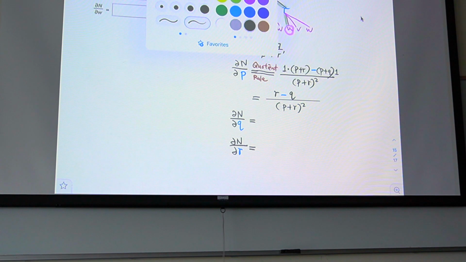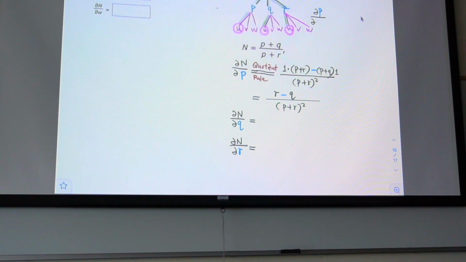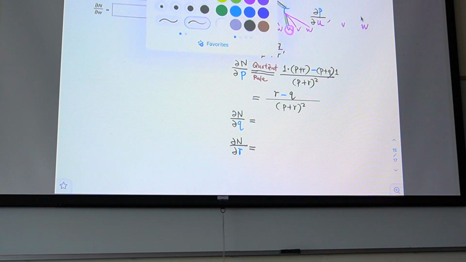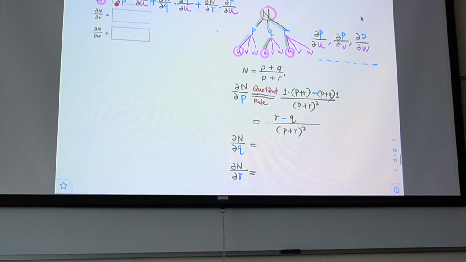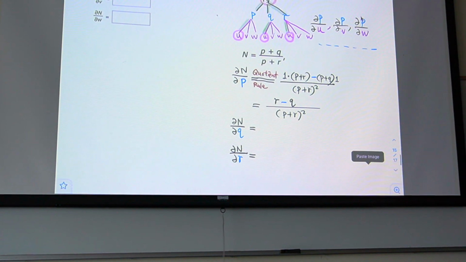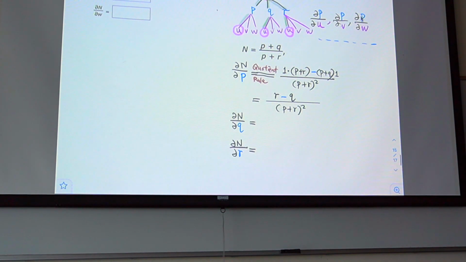So for this step over here, you also need ∂P/∂U, and then ∂P/∂V and ∂P/∂W, etc. So you need to get all those ingredients. Then all you have to do at the end is just plug it into the formula to calculate it. So actually it's not too bad, it's just a combination. Remember that. Question for this one? Okay, the next one.